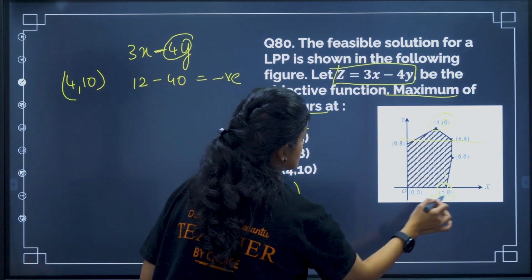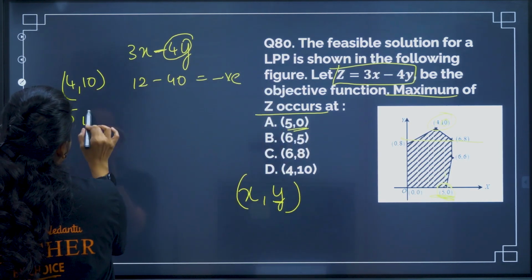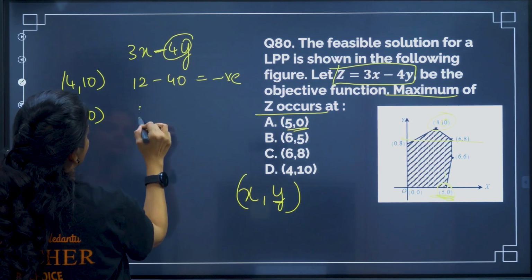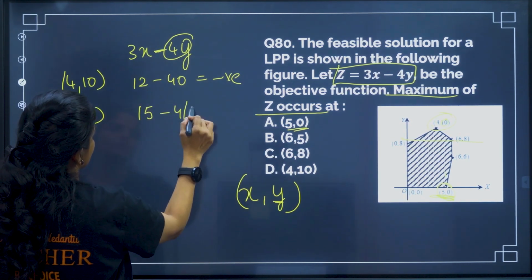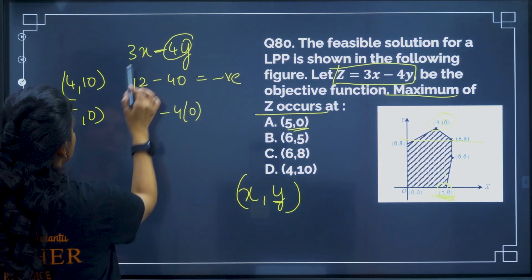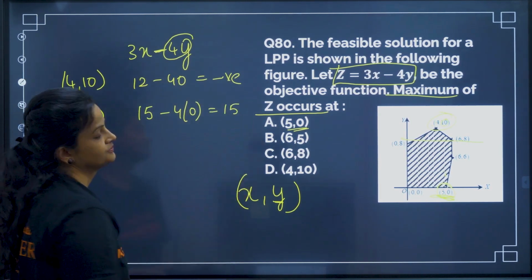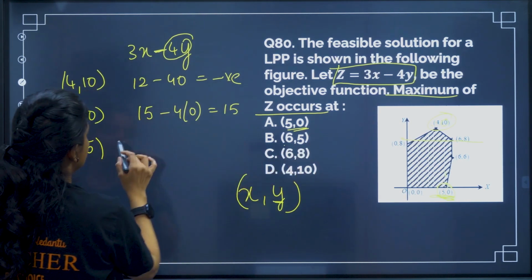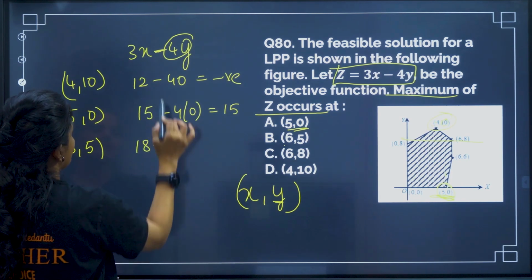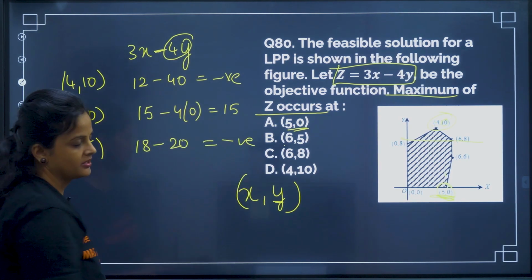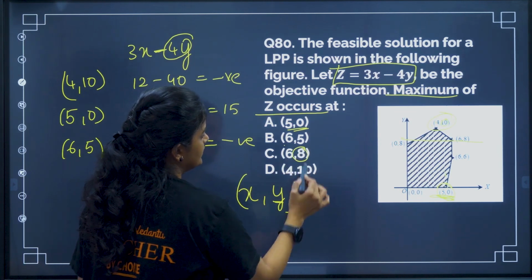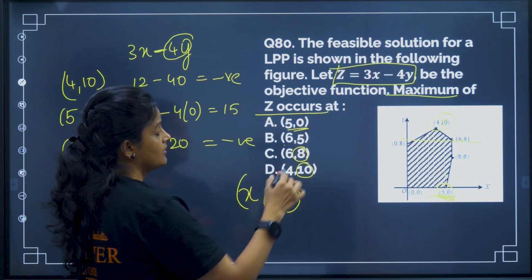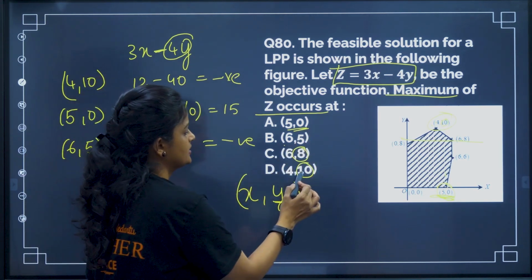So if I substitute, this is one point where I can see 4, 10 is not giving you the maximum. So 15 minus 4 times 0, so 15 I am getting from this. Okay, so let's check with 6, 5, that is there in option B. If I have 6 here, 18, and 5 here, 20, so negative, minus 2 I am getting. The same thing happens with 8 also. When the y values are more, the value will be minimum. It won't be maximum.